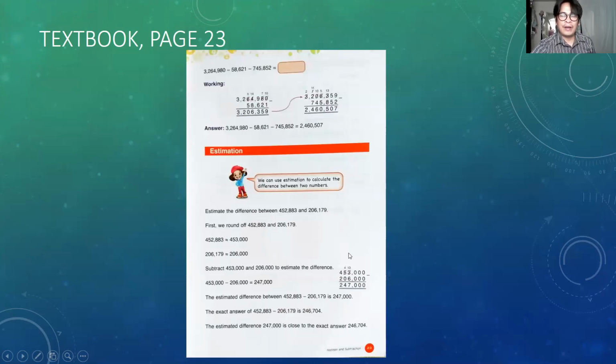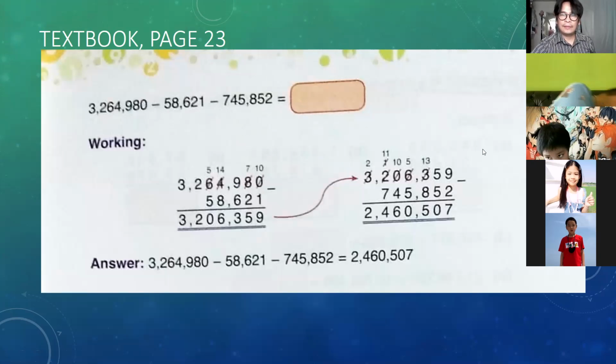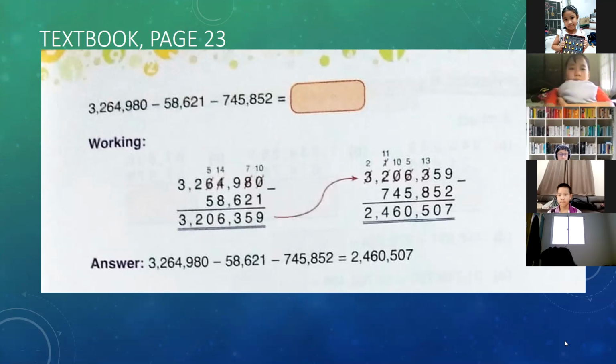So, okay, moving on. On page 17. This is so huge. Look, 3,264,980 minus 58,621 minus 745,852. Are you still listening? Okay, I hope so.